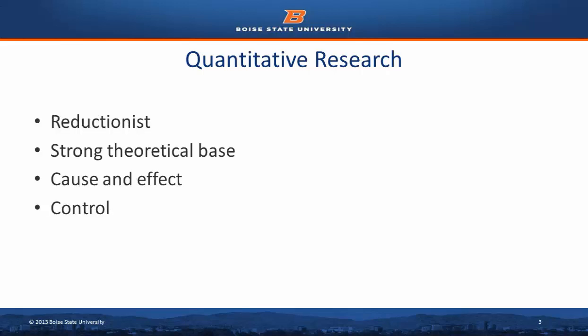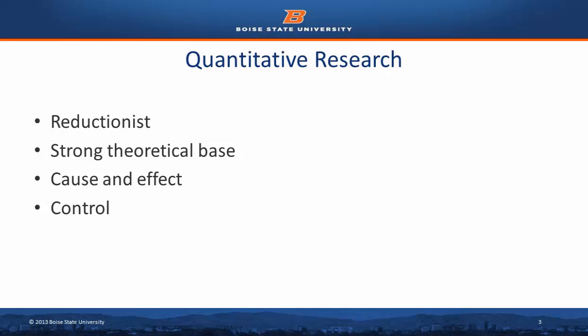The reductionist approach utilized in quantitative research means that the smallest parts or measurable parts of a concept are studied. Quantitative research is typically based on a theoretical framework which guides the research process. Quantitative research is outcome oriented and generally most concerned about the results of the study.